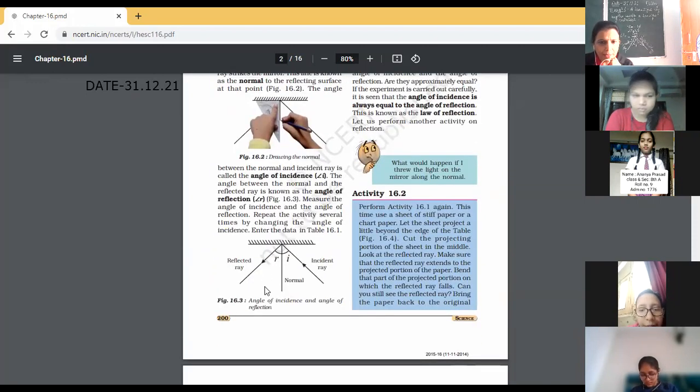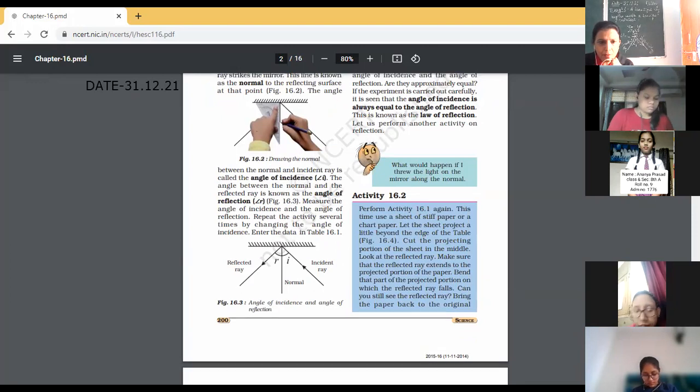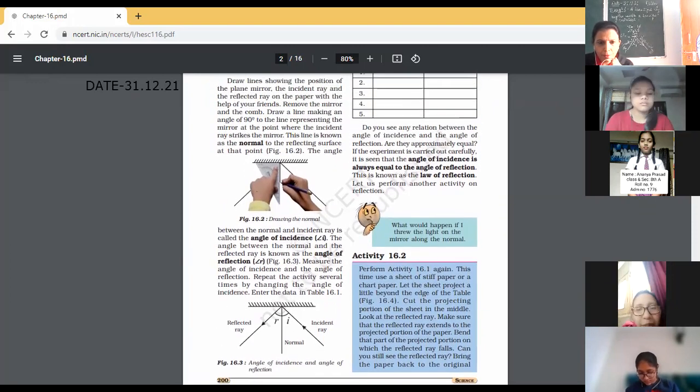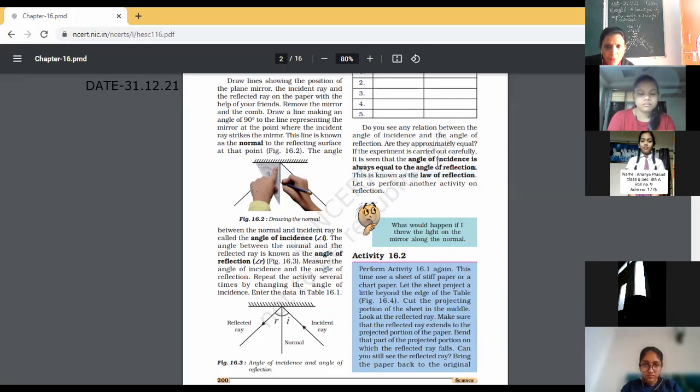The diagram is figure 16.3. Ma'am, please explain the law too. The second law of reflection says that these three things, it is written in your book even, incident ray, reflected ray, and normal, they all lie in the same plane. So children, underline here, the angle of incidence is always equal to the angle of reflection. This is known as the first law of reflection. Kindly mark it.